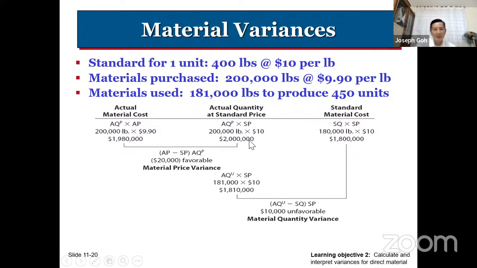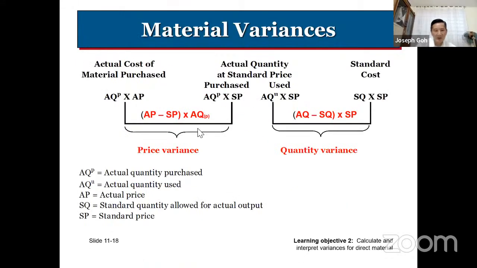So you can see that the standard set for you is $10 per pound, but the actual you spend is 9.9 per pound. So you actually make a saving, or favorable variance, for the company because you are buying the material at a lower price compared to the standard set by the management. You can see that it is actual price minus standard price times actual quantity. Summary of this part: actual price minus standard price times actual quantity purchased.